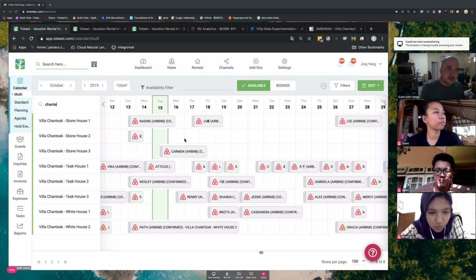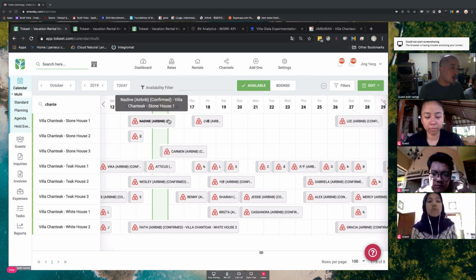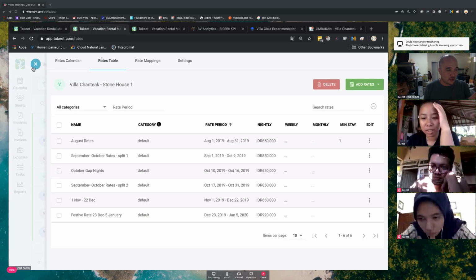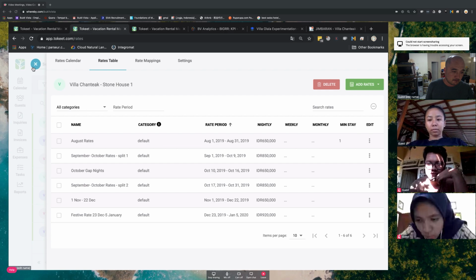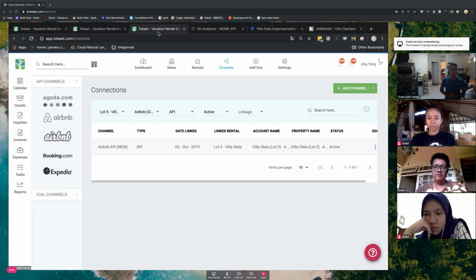All right, so my next move is this. Let's take a look at which house first. Anybody know? Stonehouse 1, with the rate table. Why is this one Stonehouse 1? Stonehouse 1 is doing better than Stonehouse 2, but it's priced higher than Stonehouse 2. So what's happening here? Let's go over to this side.